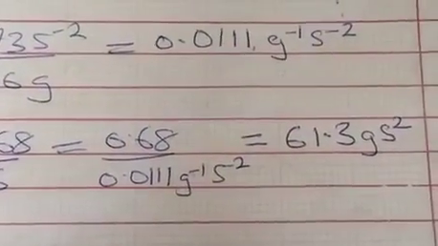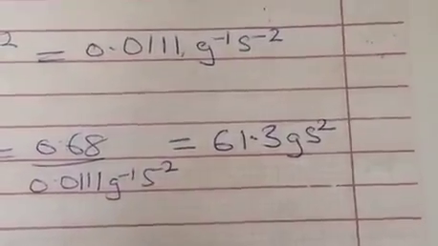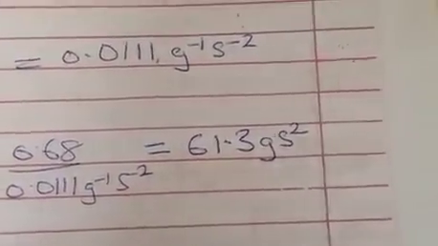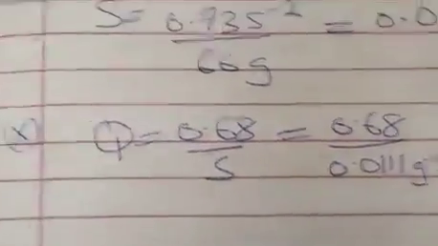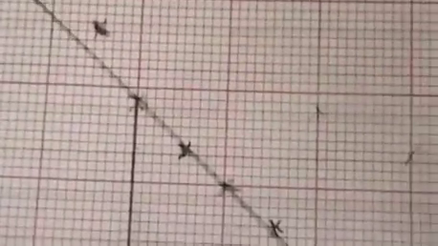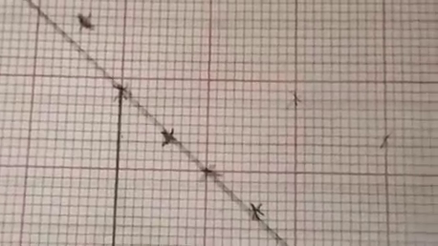We are out to find, in question S, Q equal to 0.68 over the slope. We now have 0.68 all over the slope, which is 0.011 per gram per second squared. I will obtain 61.3 gram second squared. So you see, that is that.